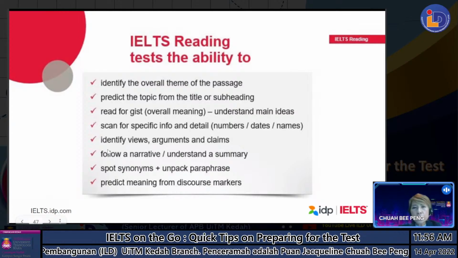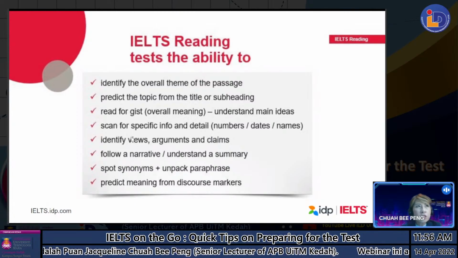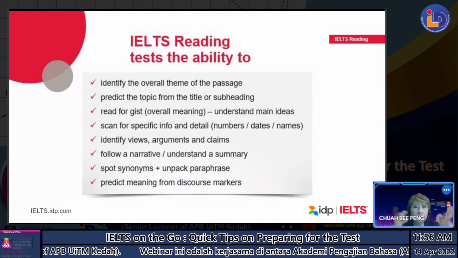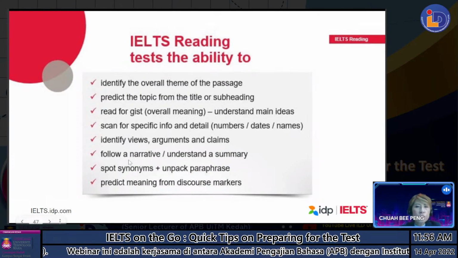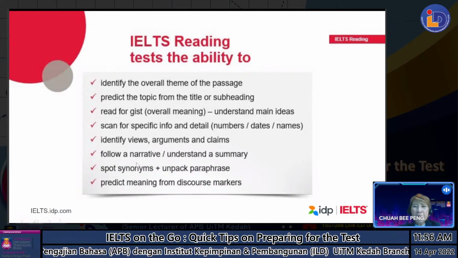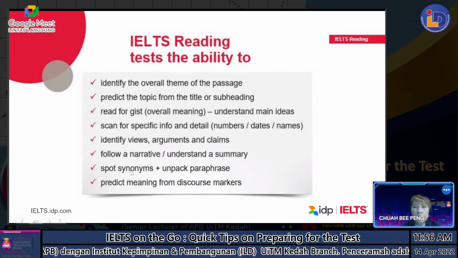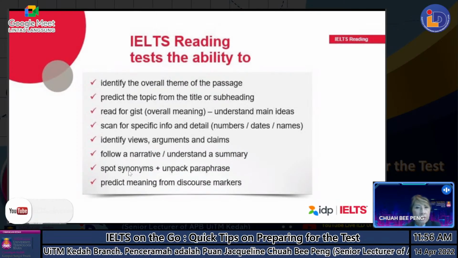They also test you on identifying views, arguments, and claims. They need you to understand what is this person's opinion as opposed to the other person's opinion about the topic. You might also follow a narrative and understand a summary, and you also need to spot synonyms and unpack paraphrase. I think this is very common in IELTS tests, especially in listening and reading.